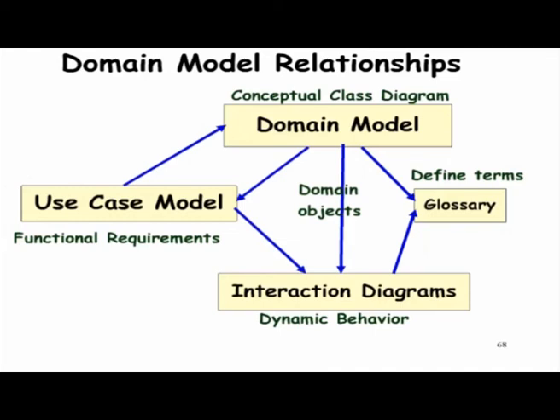So the crux of our design process is that we will somehow come up with the use case model based on analysis of the requirements and the GUI prototype. And based on the use case model, we will come up with the domain model. The back arrows here show any refinements that may occur on the use case model based on the domain model that we construct. And then based on the domain model, we will develop the interaction diagrams which capture the dynamic behavior of the object. And all through we have this glossary which defines the terms.